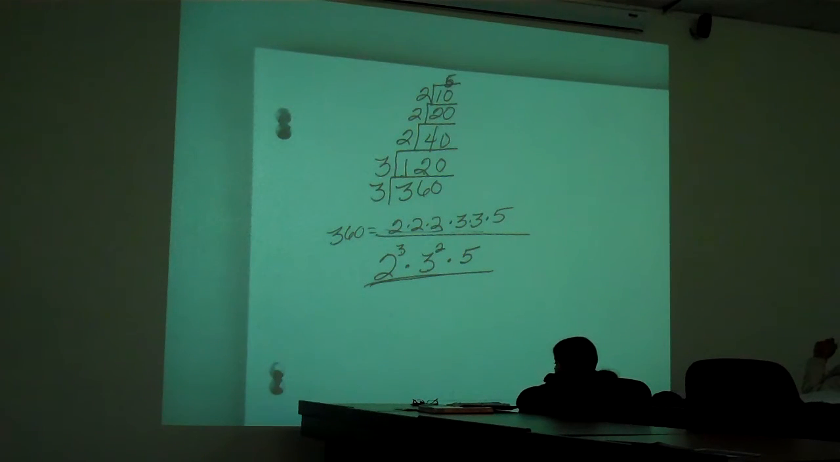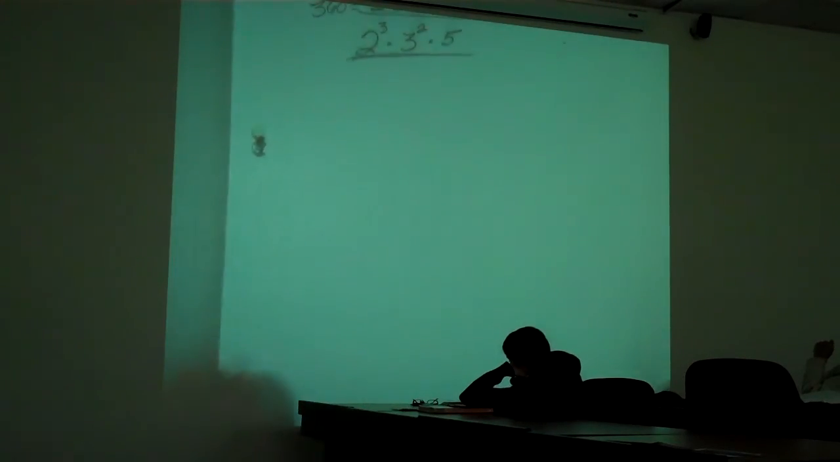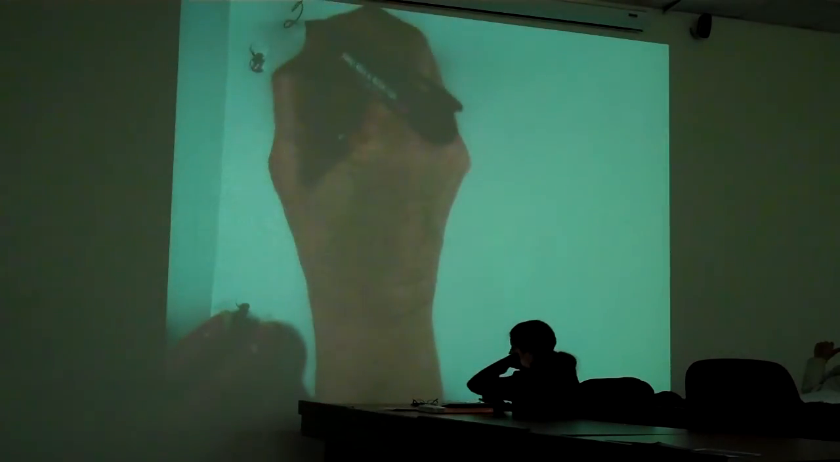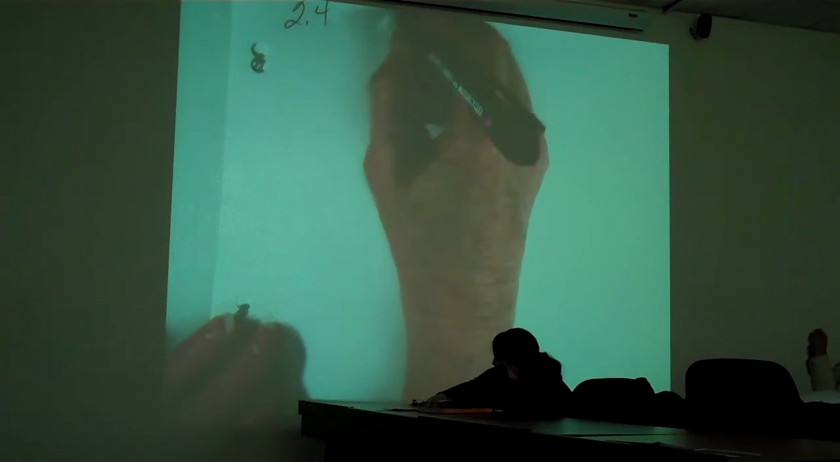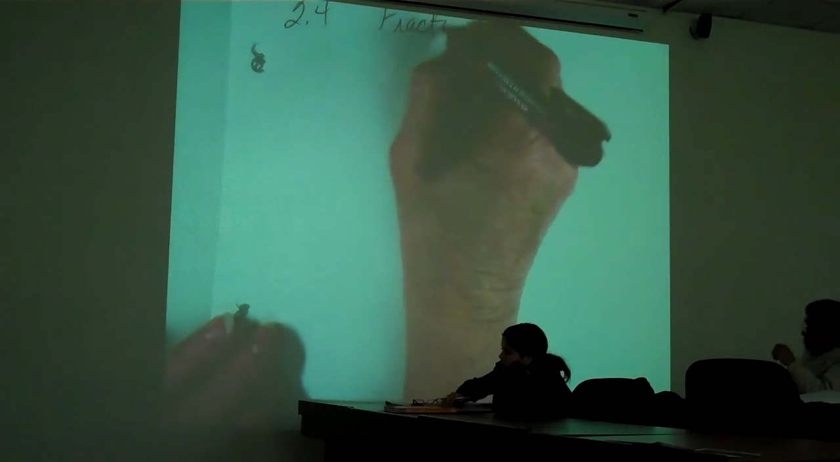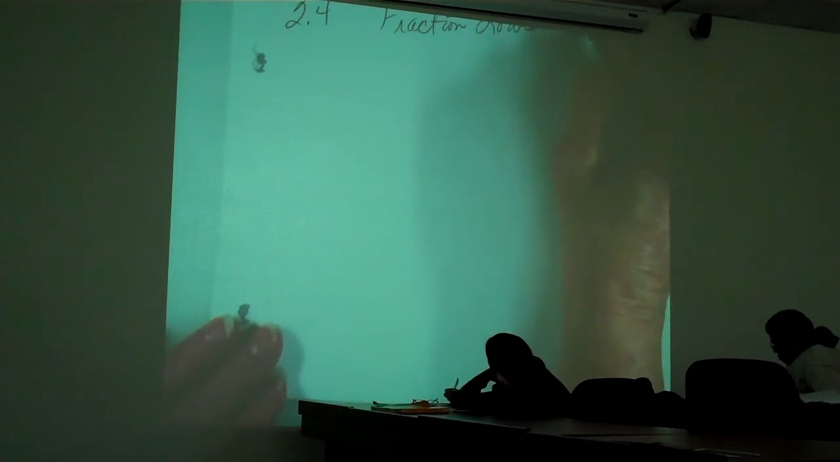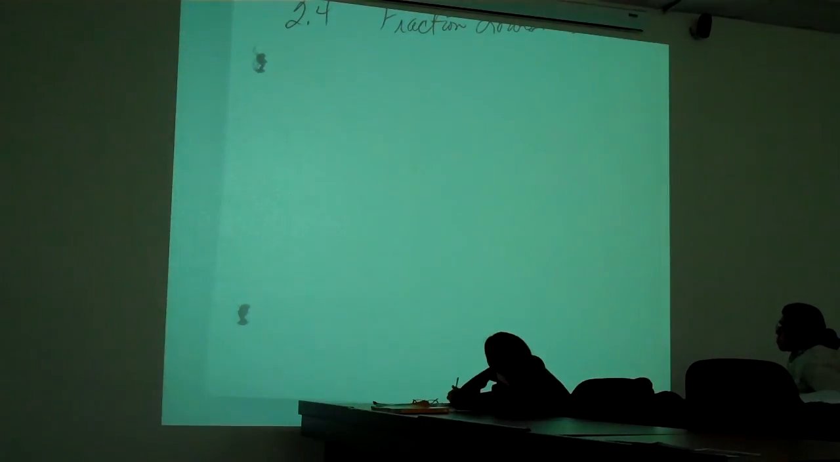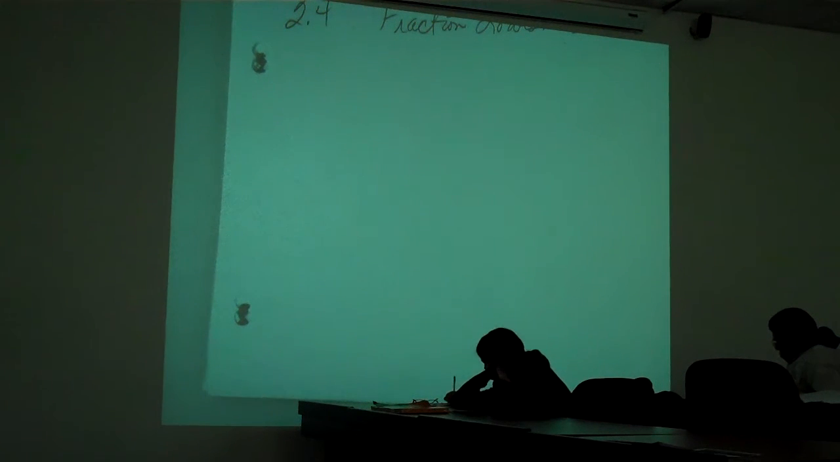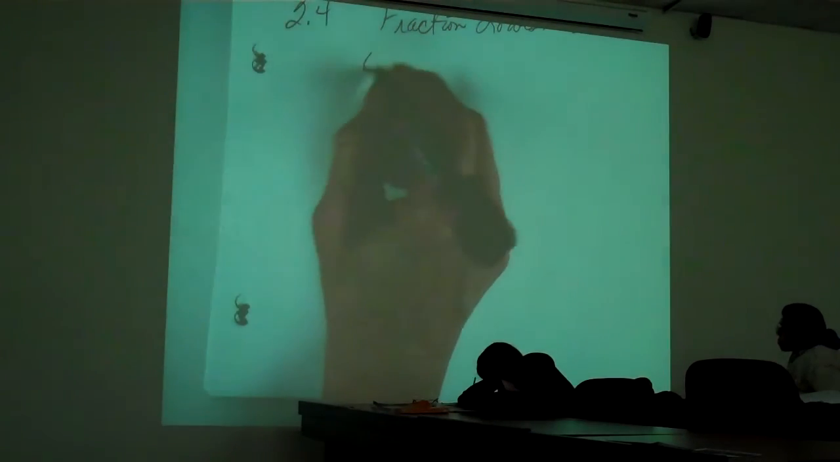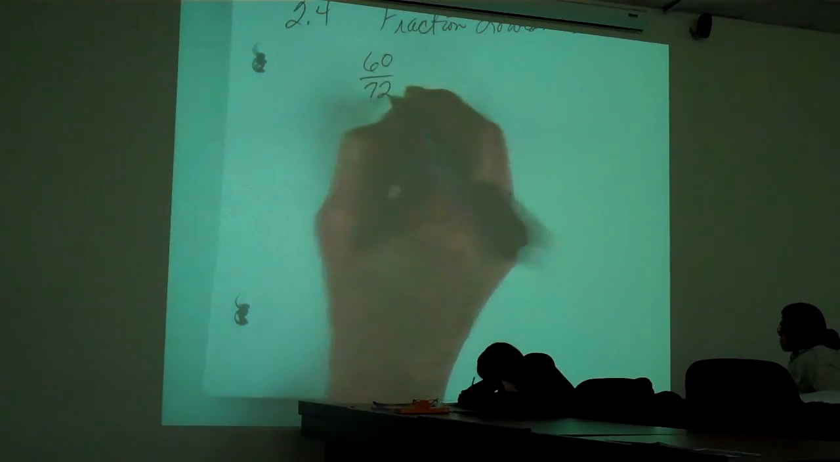And 2.4, writing a fraction in lowest terms. That means you're simplifying it or reducing it, whatever you want to call it. Okay, they show a few ways to do it. If you have a number like 60 over 72.